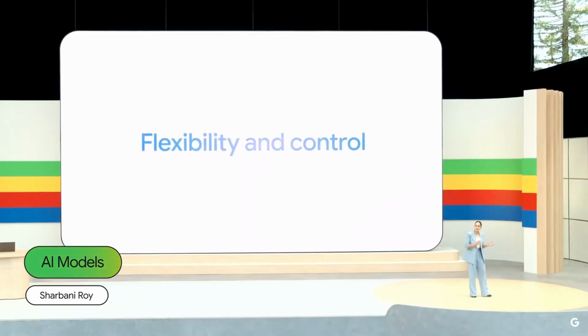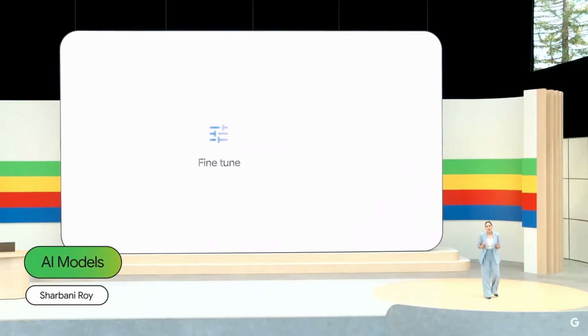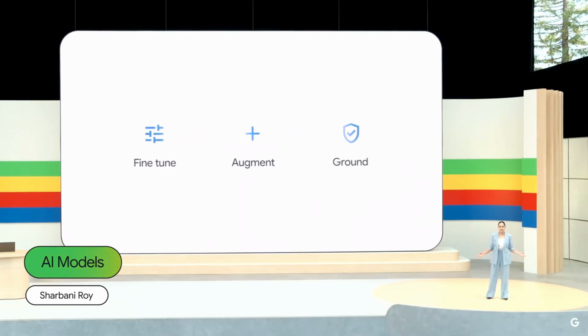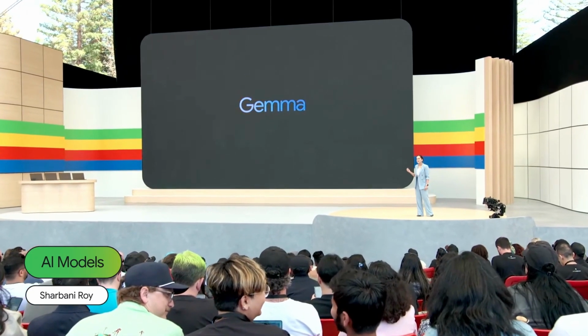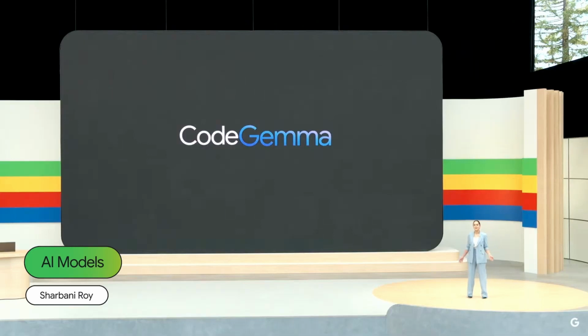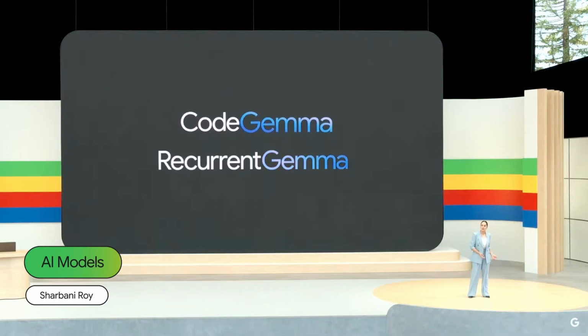What about when you need a little bit more flexibility and control to be able to fine-tune, augment, and ground a model for your specific use cases? That's why we released our Gemma family of open models. Just last month, we released CodeGemma to better support coding tasks across languages, and RecurrentGemma that leverages recurrent neural networks and local attention to improve memory efficiency and faster inference.